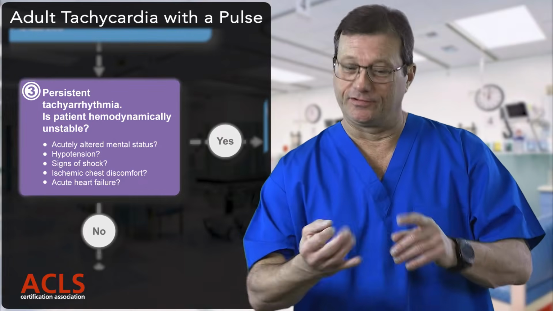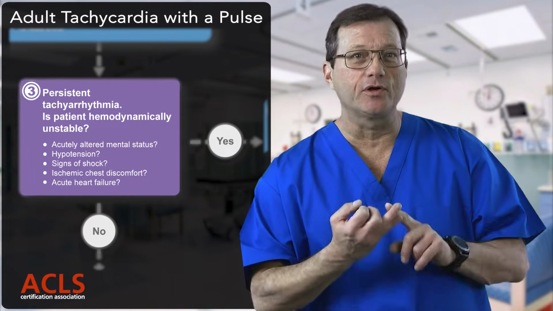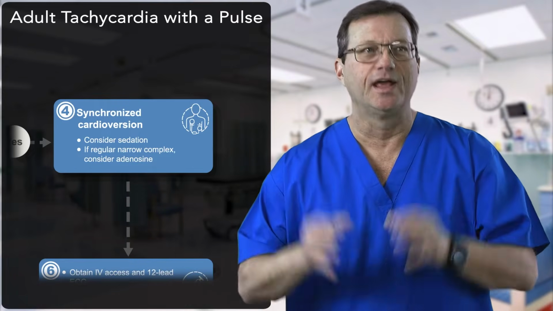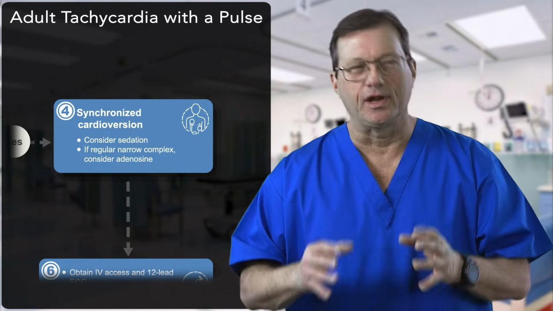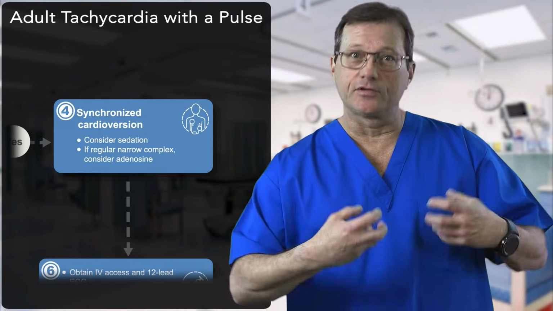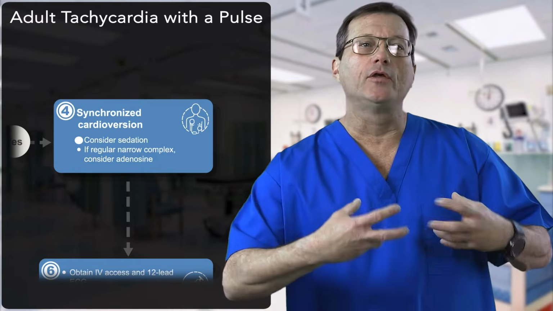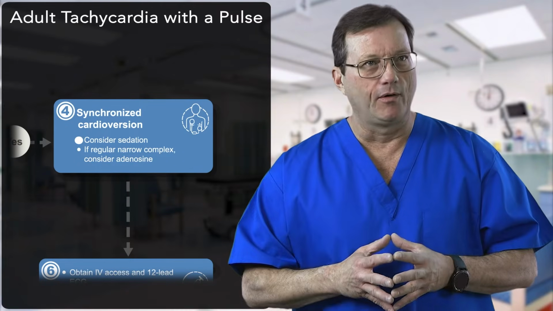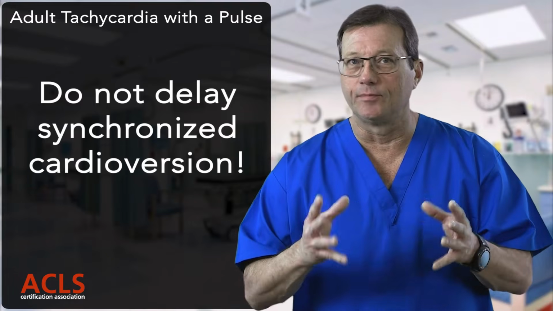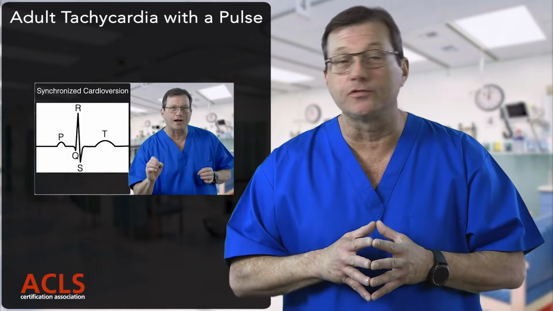Now, if your patient has a tachycardia and they are hemodynamically unstable, immediate synchronized cardioversion. You'll read in the literature where they suggest, if you can, give them a little sedative before you administer the cardioversion. However, if they're unstable, do not delay synchronized cardioversion to administer some sedative. Shock them. For more details on how to perform synchronized cardioversion, go and view our synchronized cardioversion video.